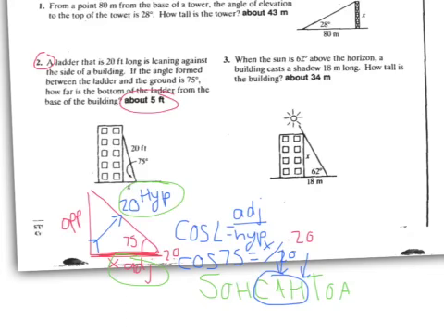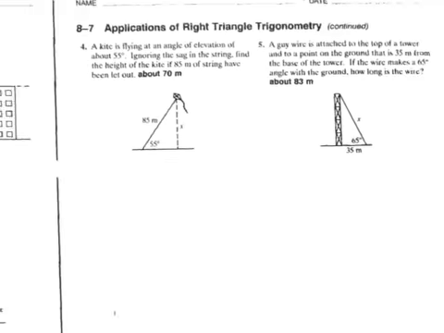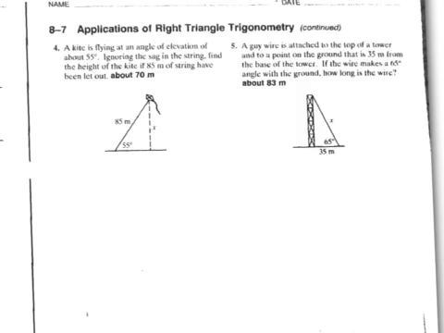To go on to the next section, 4 and 5, let's do number 4. It says a kite is flying at an angle of elevation of about 55 degrees. Ignoring the sag in the string, find the height of the kite if 85 meters of string have been let out. So here's the 85, and I'm looking for x. Let's go ahead and label this. Here's my right angle, which means my hypotenuse is going to be 85, and the side across from 55 is going to be my opposite.